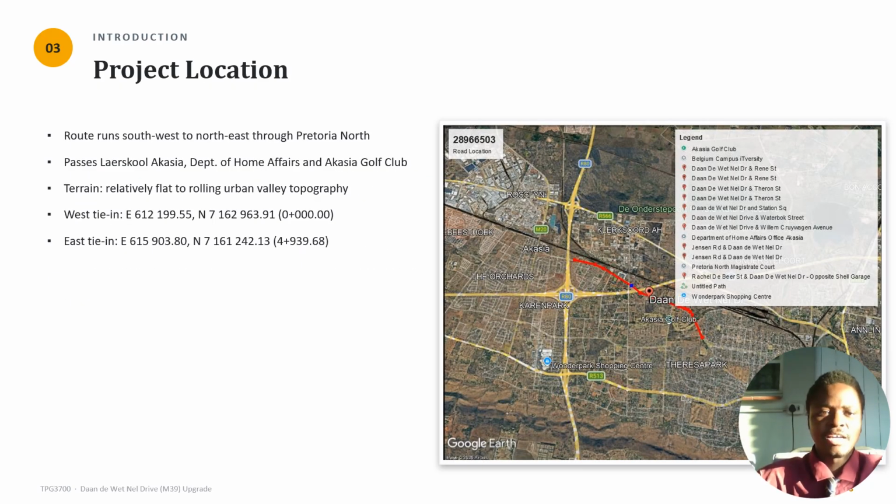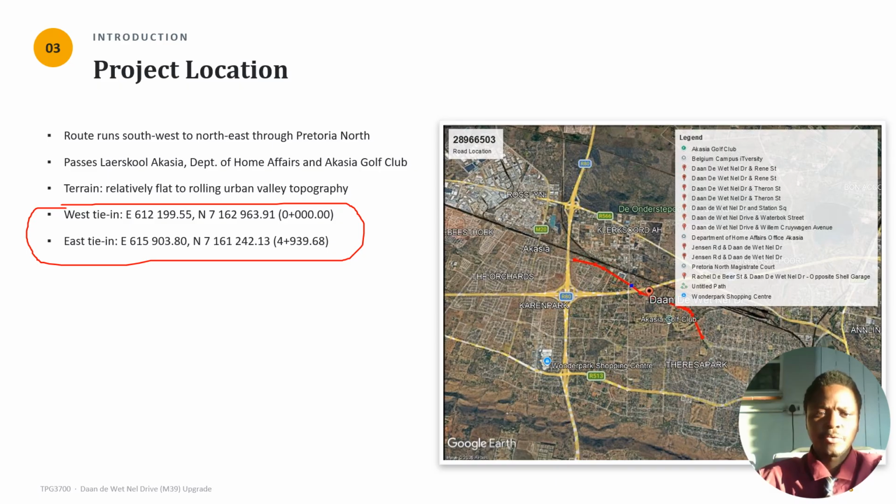This is the project location. The coordinates were obtained from the geometric data and from the data that was surveyed. The route runs from southwest to northeast through Pretoria North and passes through the local Acacia Department of Home Affairs. We can also verify that by the Google Earth Pro map that is shown on our right.